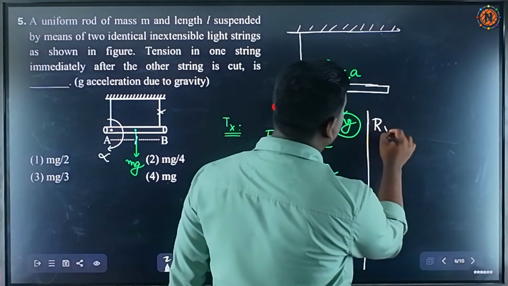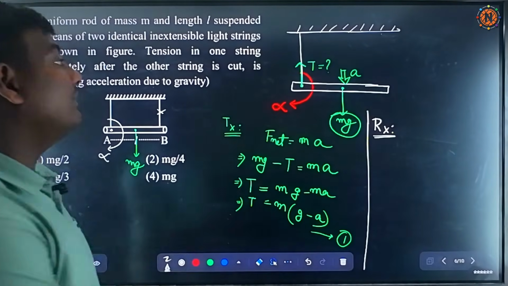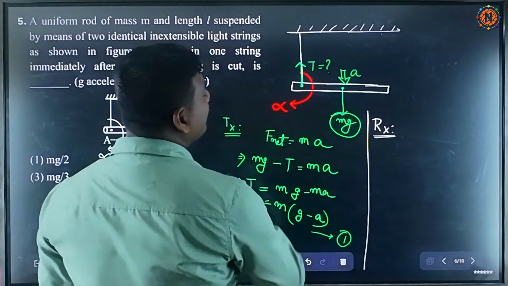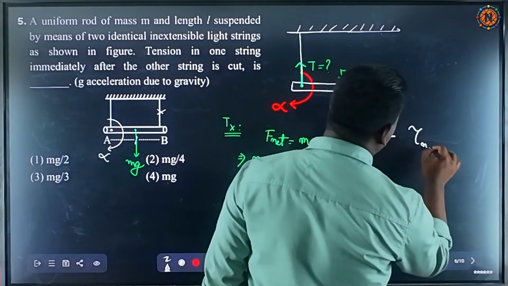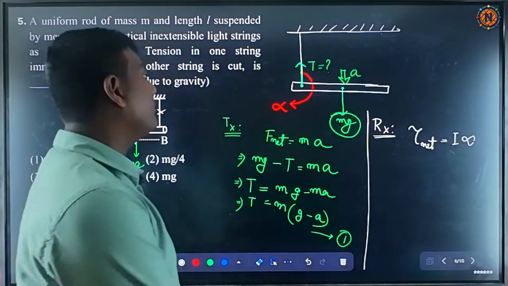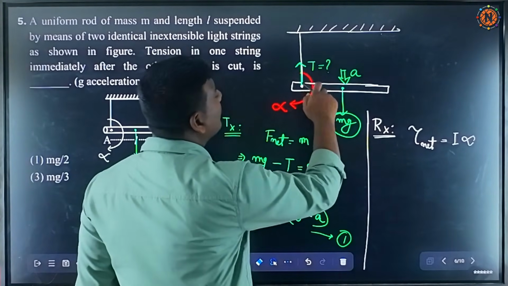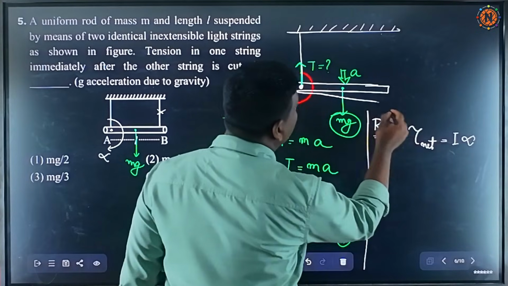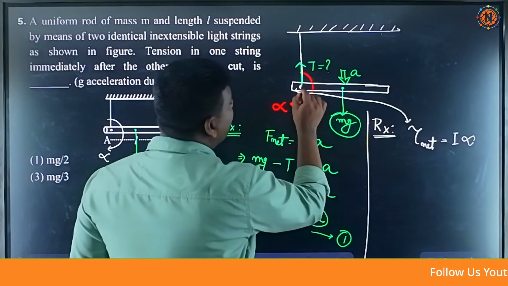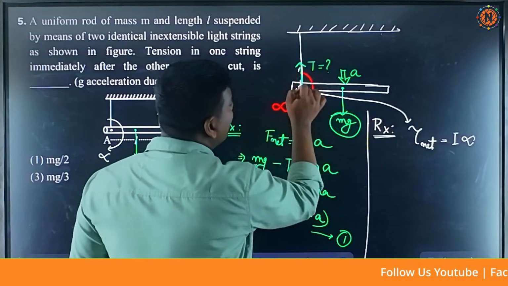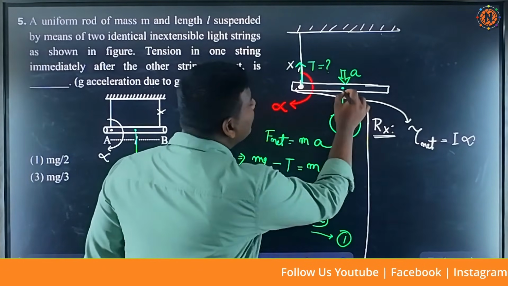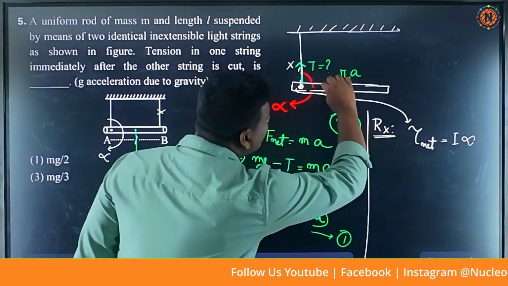Now we can apply the rotational equation in this case. Since there is a rotation, of course there will be an angular acceleration alpha. So we can write net torque about any point equals moment of inertia into alpha. I am writing net torque about this point because this rod will rotate about this point. At this point, the tension force is passing through this line, so we may not consider this force. Only this mg will rotate this rod about this point.